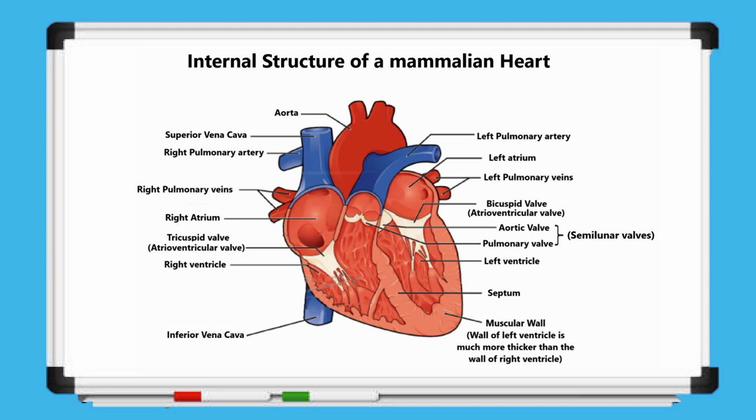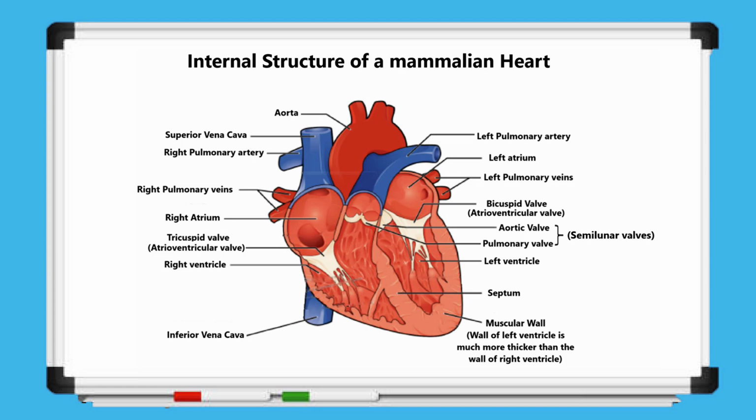At the exits of the ventricles, we can identify the pulmonary valve, which controls blood flow from the right ventricle into the pulmonary artery, and the aortic valve, which regulates the movement of blood from the left ventricle into the aorta. These are known as the semilunar valves. All four valves, tricuspid, bicuspid, pulmonary, and aortic, work together to maintain a one-way flow of blood throughout the heart.